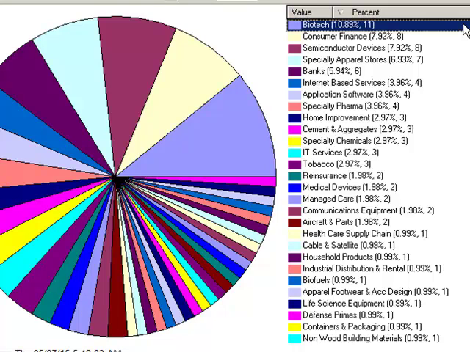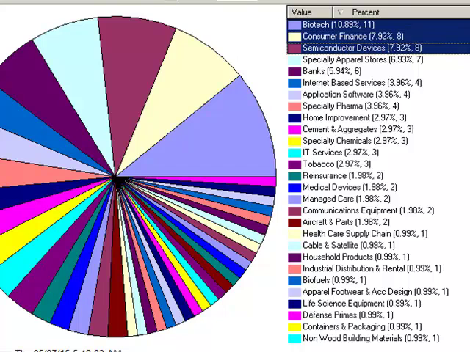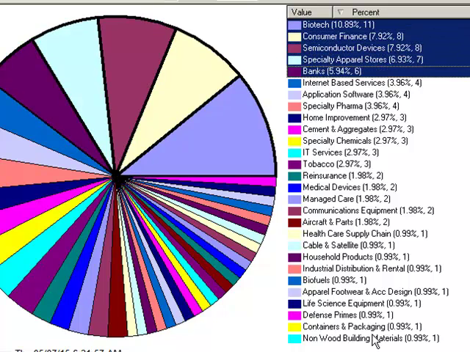Yesterday we saw strength in the biotech industry, consumer finance, semiconductor devices, specialty apparel, and banks. Recently, we've been seeing some strength in banks. For the past year, we've been seeing strength in biotech. We have consumer finance up there, which may indicate a rotation into the financial sector. We'll keep an eye on that.